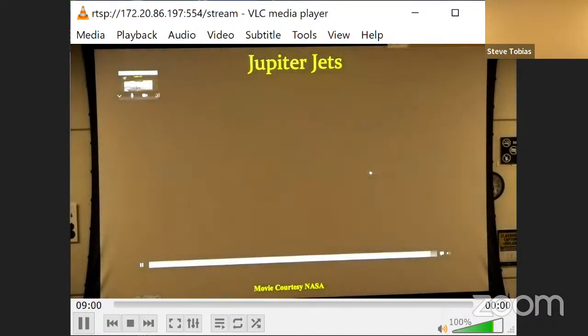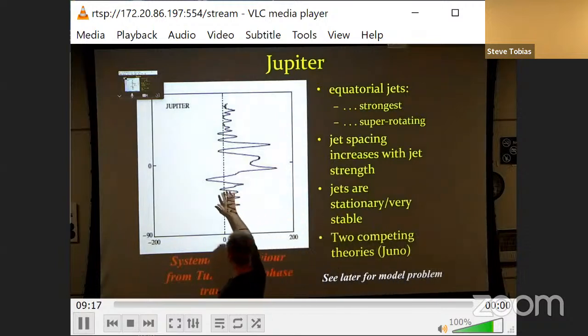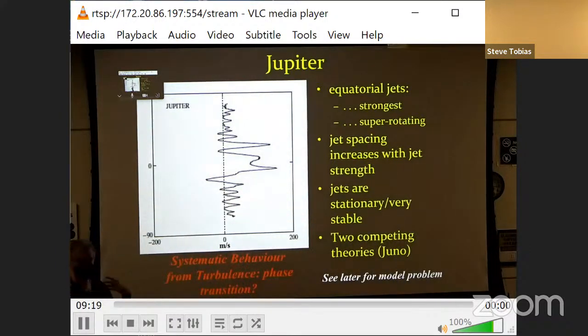But if you do some averaging, say some zonal averaging of that behavior, then you can pick out the jets. These are the jets on Jupiter, and they have certain properties. We know that the equatorial jets are the strongest and that they're super rotating. Super rotating, you have to say with respect to what frame. They're super rotating with respect to the frame that Jupiter's magnetic field moves around in. That's what we use for Jupiter. These are the strongest ones.